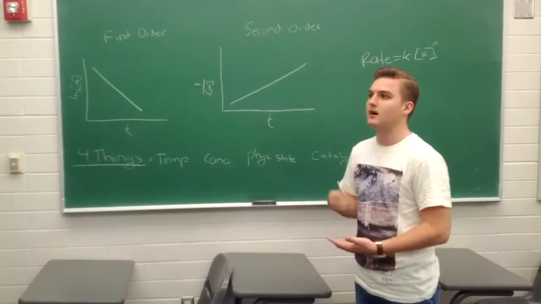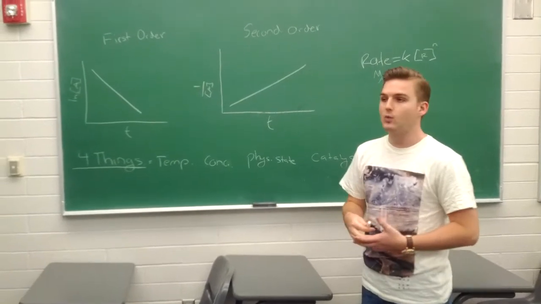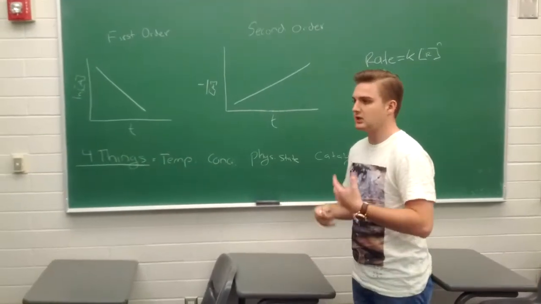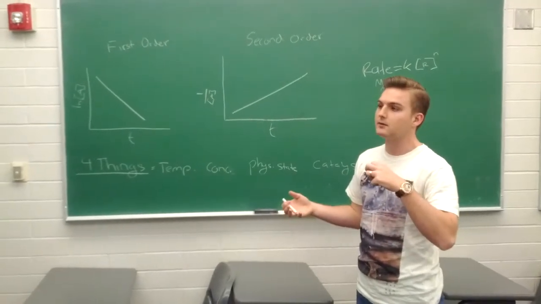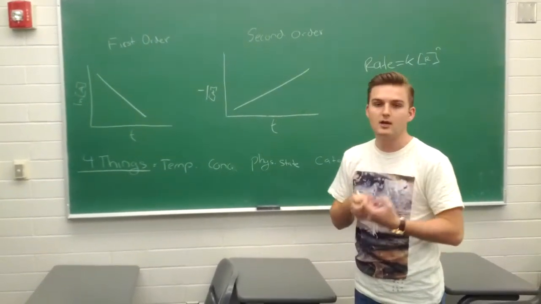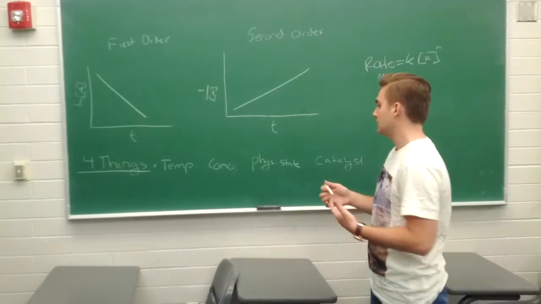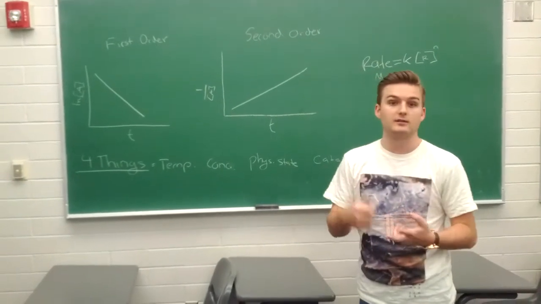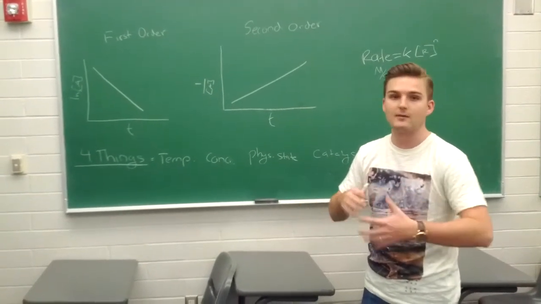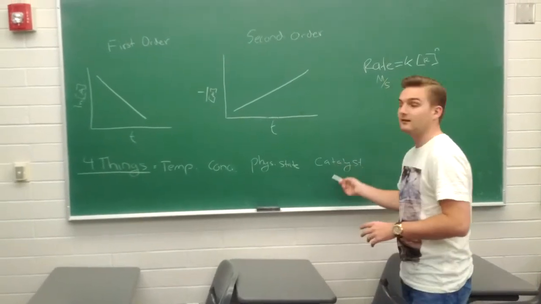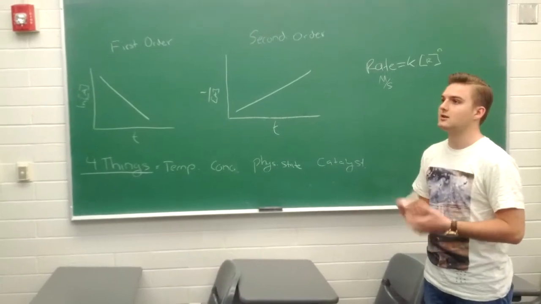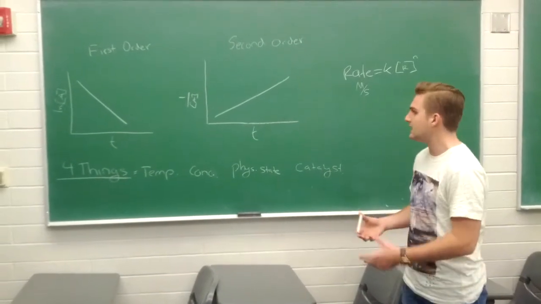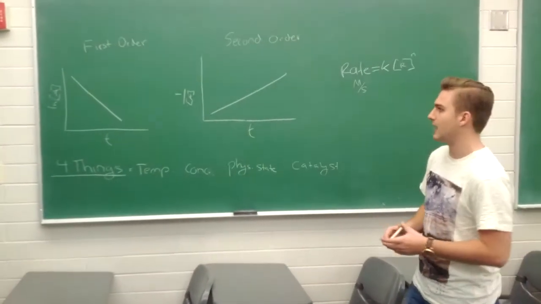Physical state, so whether I'm a gas, a liquid, or a solid. What this means is, how can I use the collision theory and how can different reactants hit together to actually react, and that will be largely dictated by whether or not they're solids, liquids, or gases, and how much they can orient themselves and things like that. Catalyst, you guys understand what this means, just any substance that's going to speed up my reaction. So any catalyst will obviously change the rate of the reaction.